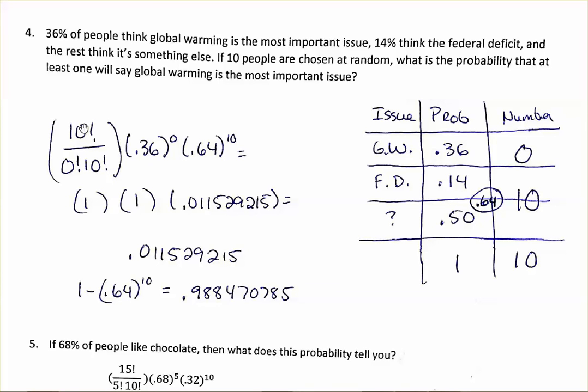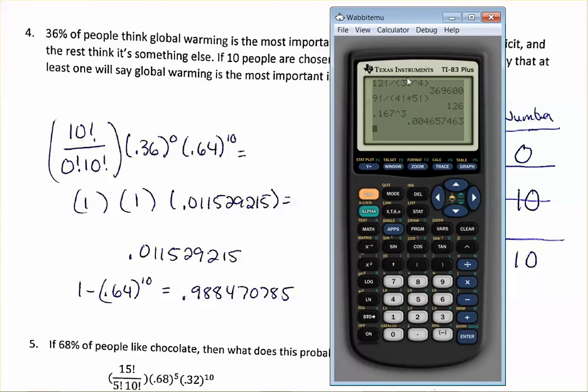Then we use our total n divided by 0 factorial times 10 factorial, times 0.36 taken to the 0 power times 0.64 taken to the 10th power. If you remember, with this type of at least problem, 0.36 to the 0 power is equal to 1. So we just get left with 0.64 raised to the 10th power, which is equal to 0.1115.